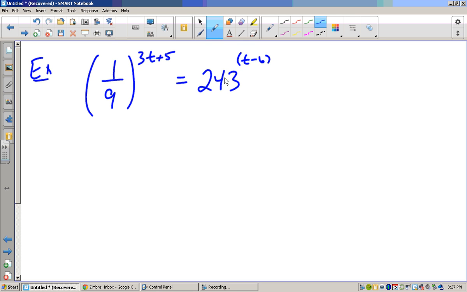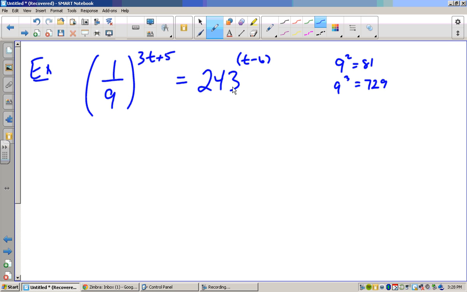Okay. Now looking here again as we deal with this, I have a base of 1/9 and a base of 243. Let's focus on the 9 here and the 243. If I look at 9, I'd always like to try to only change one of them. But 9 squared is 81. 9 cubed is 729. Okay. That doesn't work for me. That's not 243. So I can't write 9 or 243 as 9 to some power.